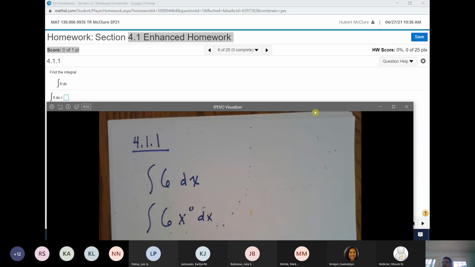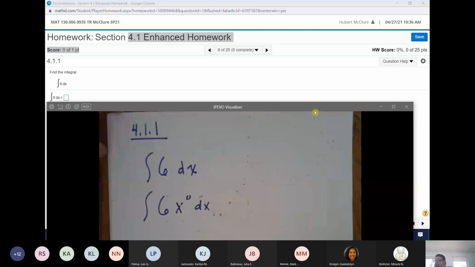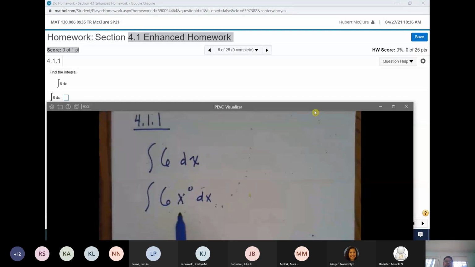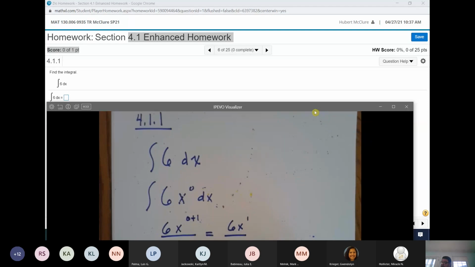It shouldn't take you more than 30 seconds. So I just added that x to the 0 power just to kind of help me out a little bit, especially if I've never done this before. I'm going to add that 6x to the 0. And now that'd be 6x to the 0 plus 1 over 0 plus 1. And that would be 6x to the 1 over 1, which is equal to 6x plus C. That should be your answer.